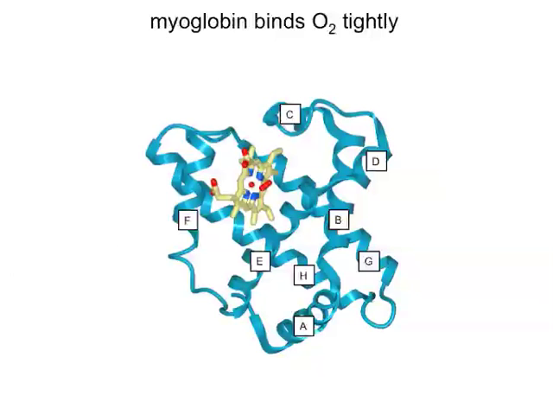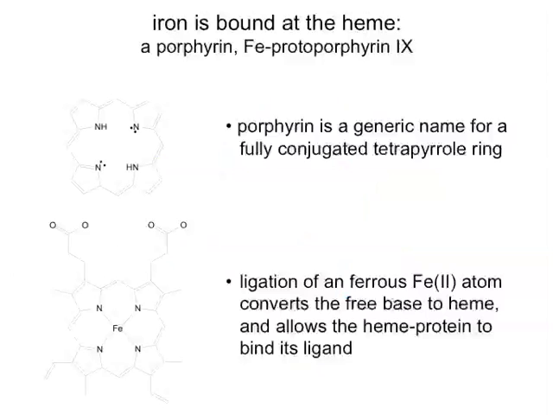So anyway, myoglobin's job, well, it's an oxygen storage molecule. It exists at high concentration in muscle tissue and serves to maintain oxygen concentration for respiration. Iron is bound at the heme. So let's just spend a minute talking about those prosthetic groups like I promised you.